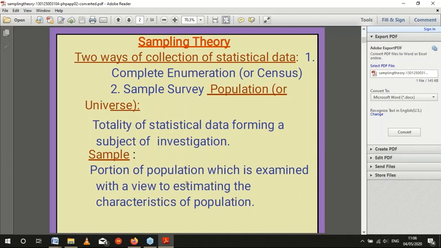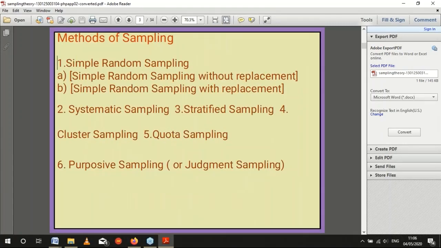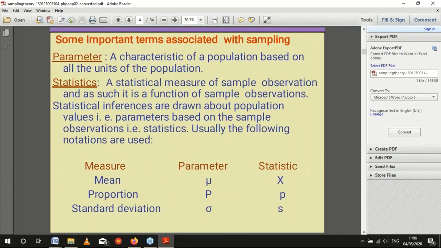A parameter is a characteristic of the population based on all the units of the population. Now, a statistic is a statistical measure of sample observation, and as such, it is a function of sample observation. Statistical inferences are drawn about population values, based on the parameters and on the sample observations, the statistics.